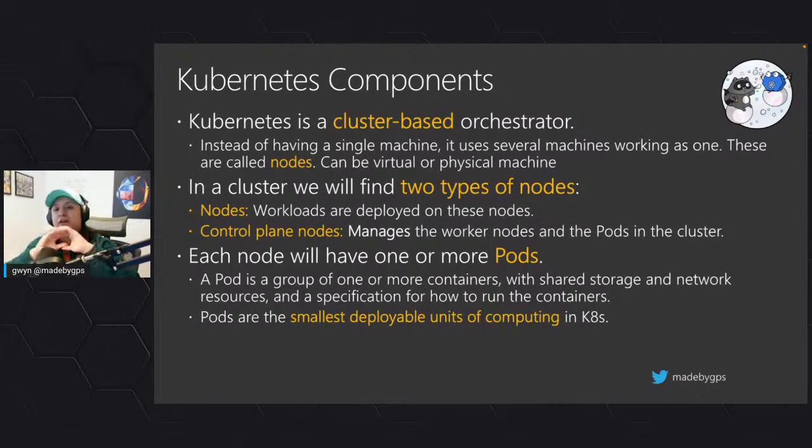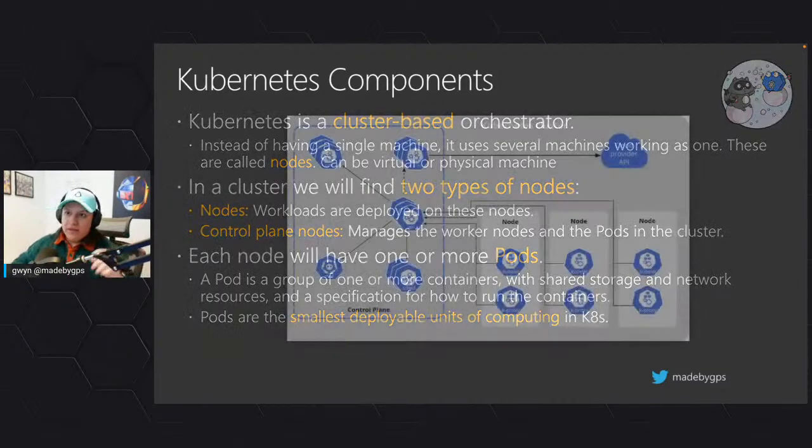Okay, so again, a Kubernetes deployment is a cluster. Inside of a cluster, we're going to find nodes. Nodes can be either worker nodes or control plane nodes. And inside of each node, we're going to have pods. And inside of the pods, you have containers, one or more. But you can't simply deploy a container. You would deploy a pod, right?